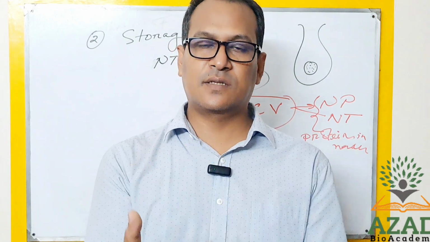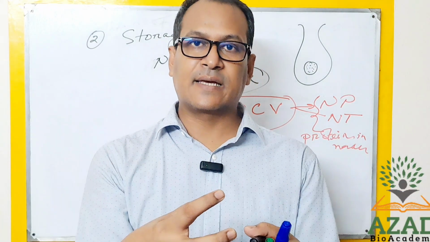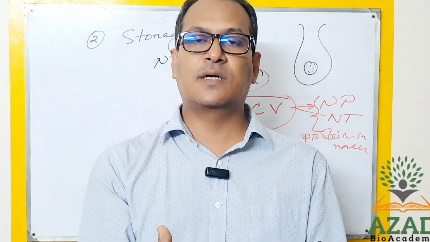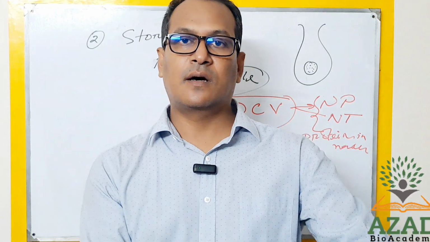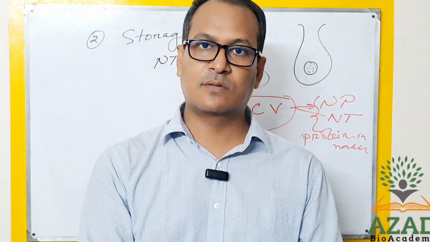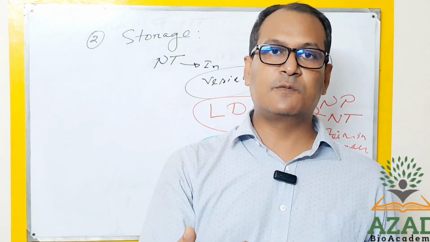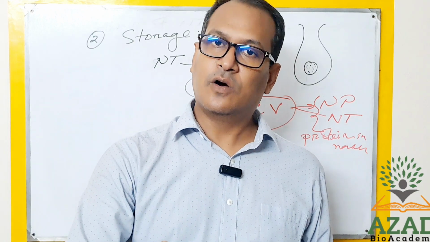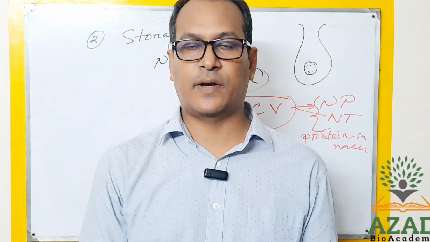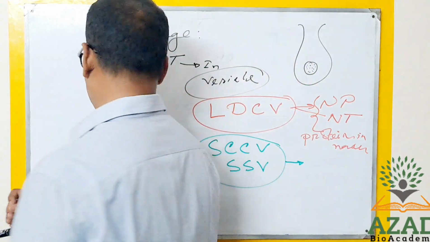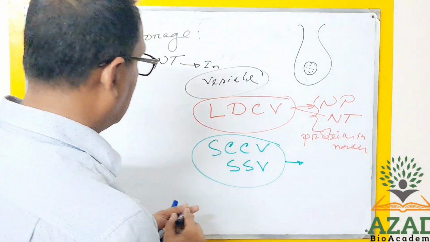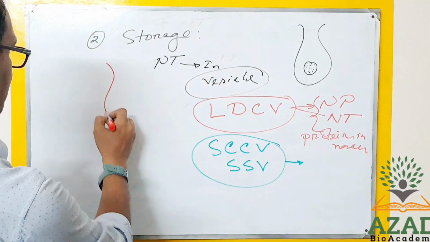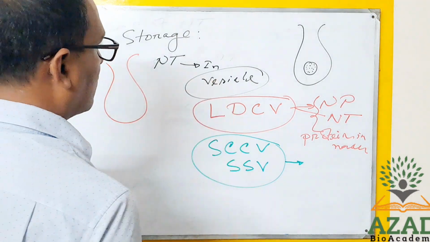co-release, co-transmission, or co-packaging, or multiple or dual neurotransmitters can be present within the same nerve terminal, the same neuron. A nerve terminal can carry multiple vesicles, which can be the same or different. Okay, so I will make it clear with some examples. Suppose this is your nerve terminal. Mostly this is very common.